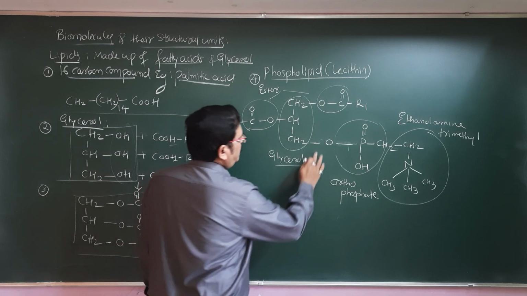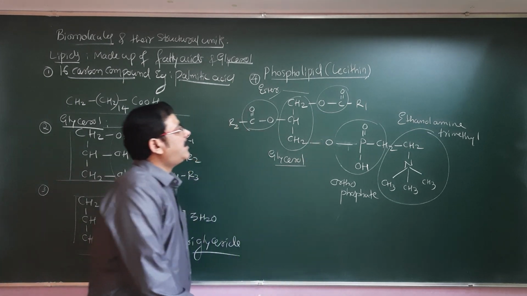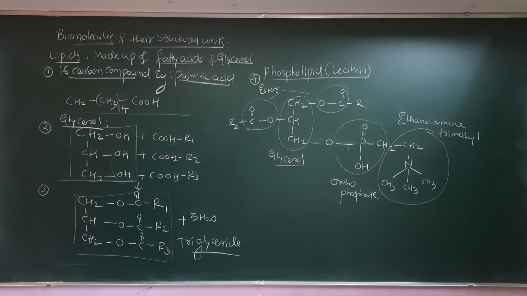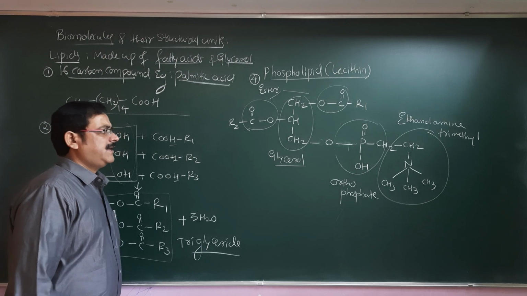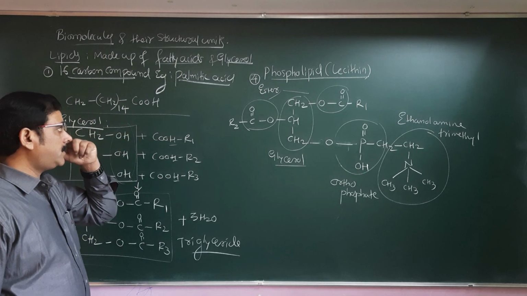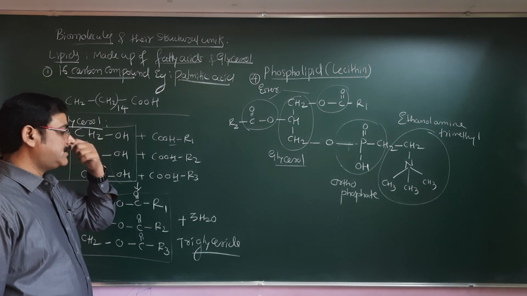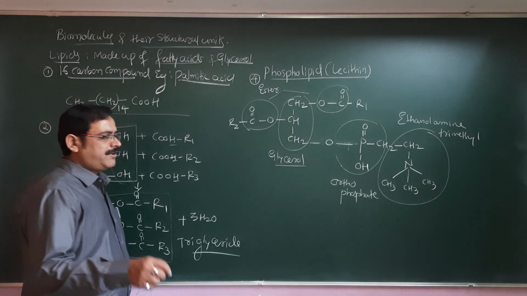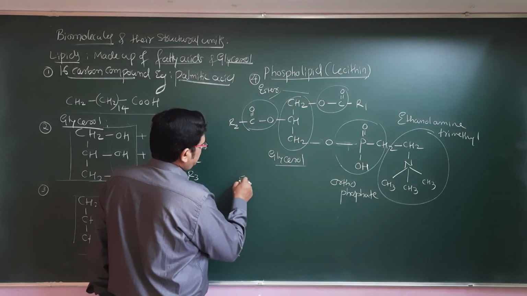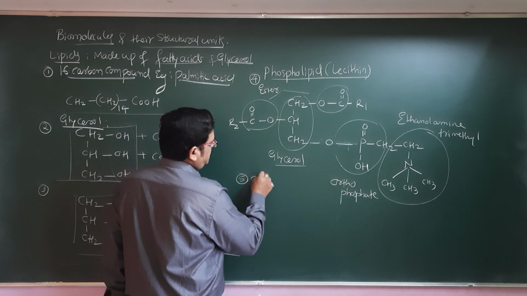So this is the compound we call phospholipid, which is very important, and it is a complex lipid also. So those are the ester groups, glycerol, orthophosphate, ethanolamine, trimethyl. So these make up the phospholipid or the lecithin. Other than this, one more important lipid is there. It is called cholesterol.